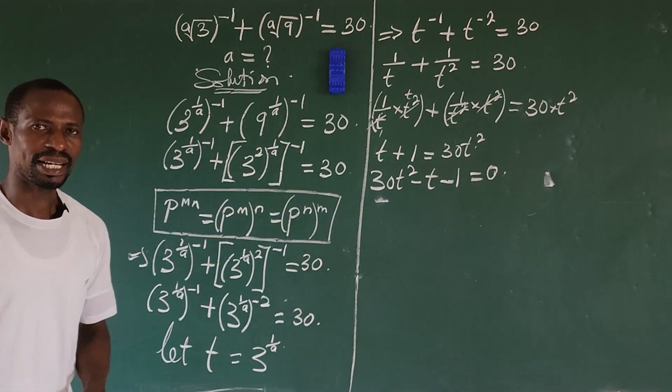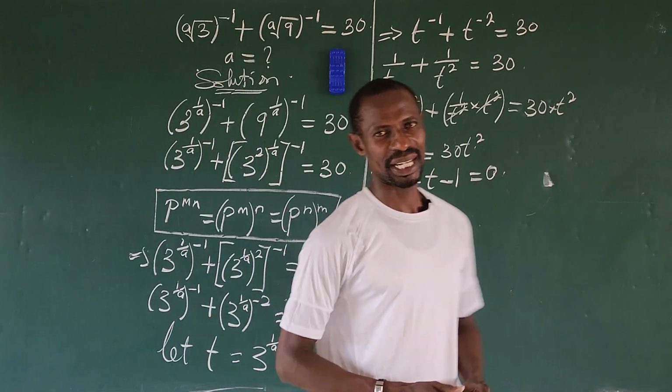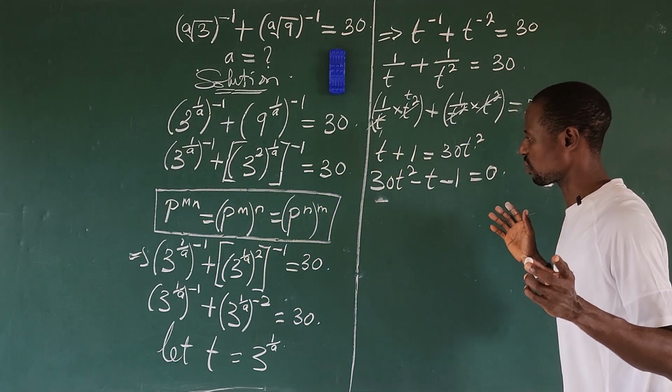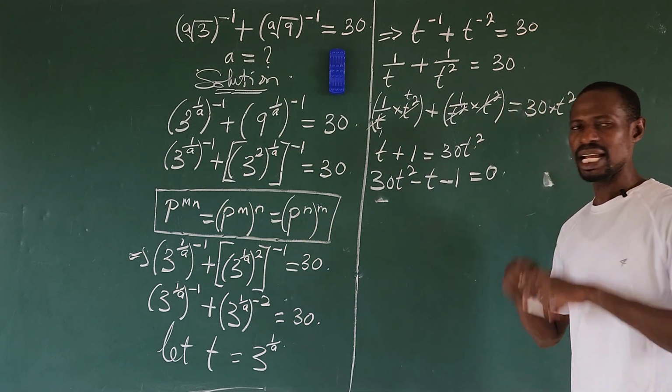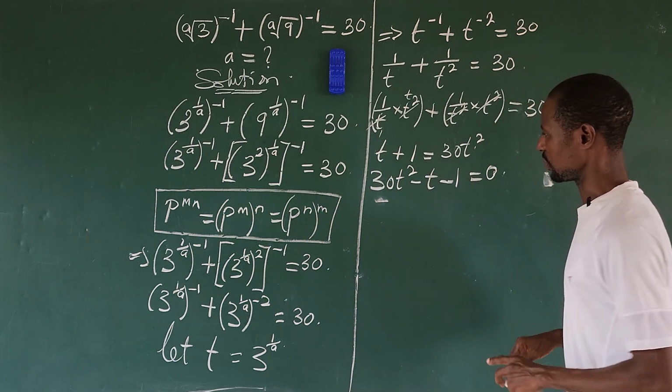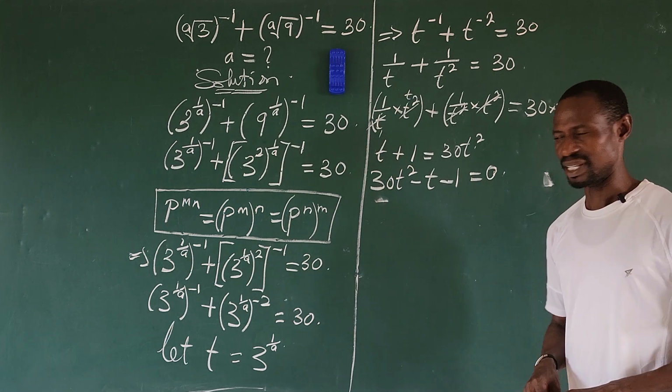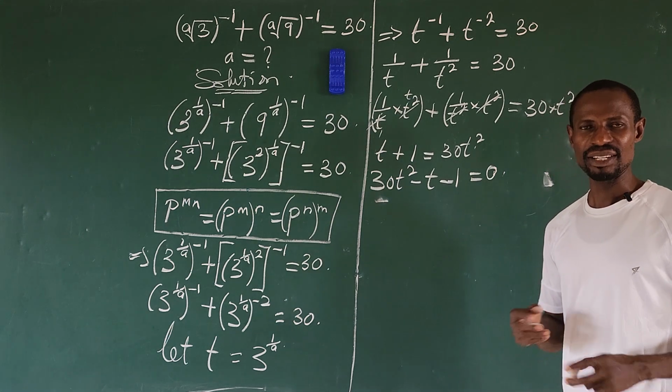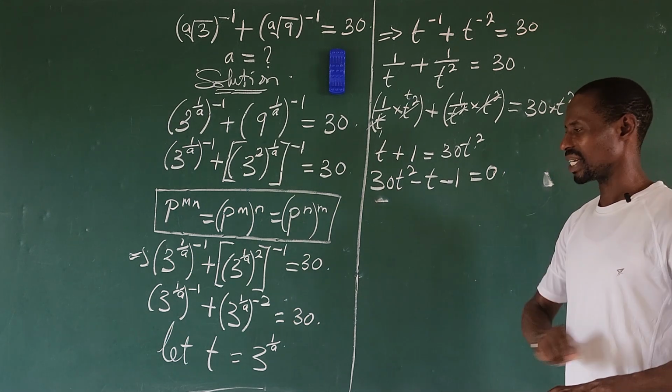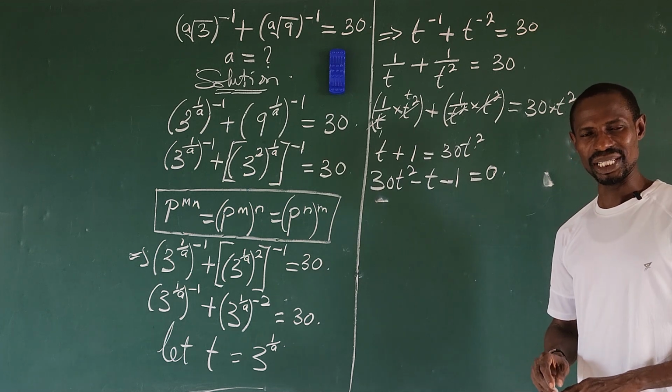So what kind of equation is it? This is a quadratic equation. And how do we solve this kind of quadratic equation? We check if we can use the factorization method. So from here, look at the constant we have here. The constant is minus 1. But look, the coefficient of t to the power of 2 is 30.